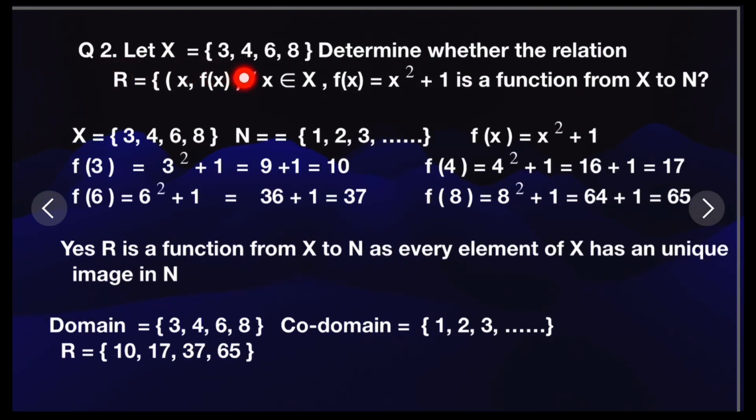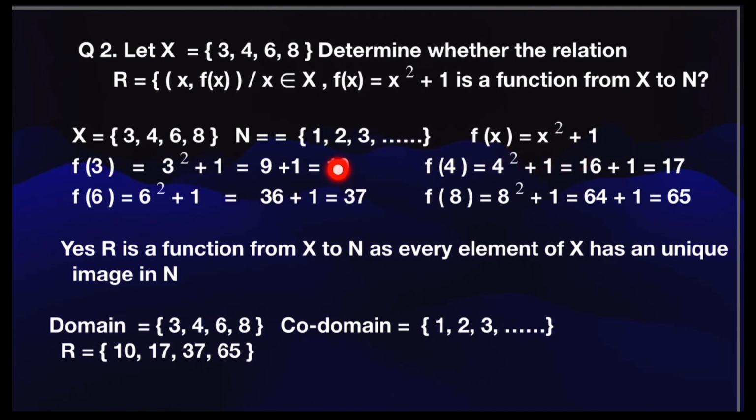Question 2. Let X is equal to {3, 4, 6, 8}. Determine whether the relation {(x, f(x)) | x ∈ X and f(x) = x² + 1} is a function from X to N. So first is the set X, write down the set X, and N is the set of natural numbers. And what is the function? f(x) is equal to x square plus 1.